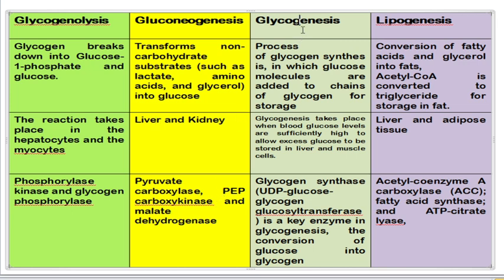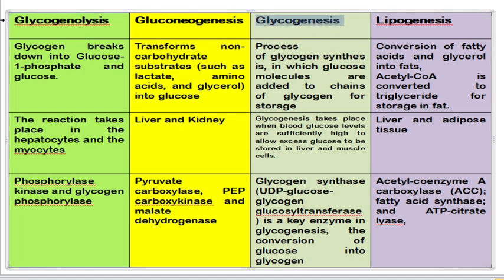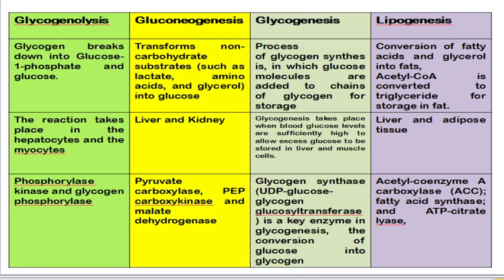The next process is glycogenesis. It is the process of glycogen synthesis in which glucose molecules are added to chains of glycogen for storage. So it is a storage process. Both glycogenesis and glycogenolysis have opposite, antagonistic effects. Glycogenesis is involved in storing glucose as glycogen, while glycogenolysis is involved in breaking glycogen into glucose.